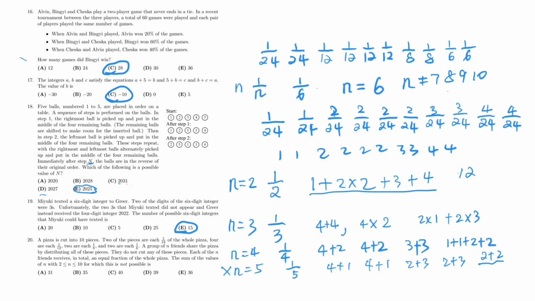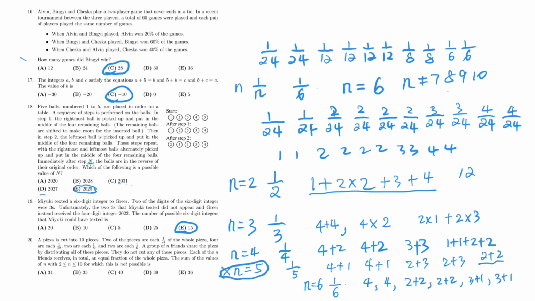And how about n equals 6? 1 over 6, that's 4 over 24. Each person gets 4 parts. So we first have 1/4, 2/4, 2 plus 2, 3/4, another 2 plus 2, 4/4, and 3 plus 1, 1/4, another 3 plus 1, 1/4. So 6 is possible.